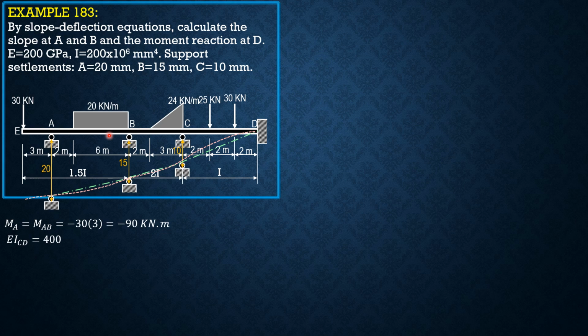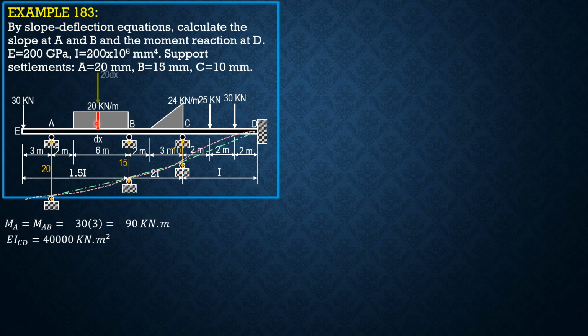So EI of CD is 40,000 kilonewton meter square, just convert the product of 200 gigapascals and 200 times 10 to the 6 mm to the 4th, to kilonewton meter square, you'll get 40,000 kilonewton meter square. So therefore for AB, it is 40,000 times 1.5, 60,000 kilonewton meter square. For BC, 40,000 times 2, so it is 80,000 kilonewton meter square. So let's have that step.